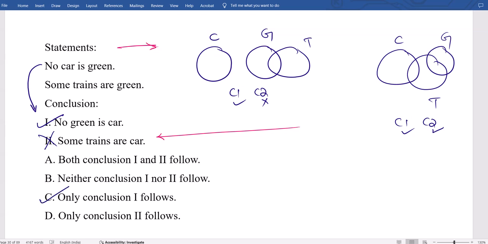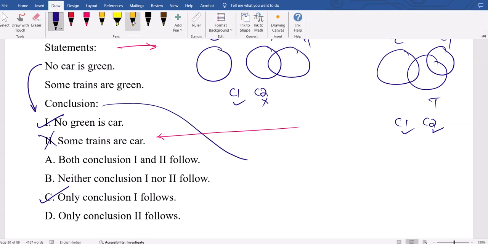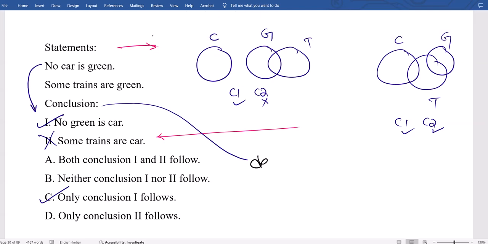Fine, but the conclusion must be true in all diagrams. Yes or no? That's what we are clearly mentioning, repeatedly saying the same. Don't argue both conclusions follow, sir, using the second diagram. No, the conclusion is definitely true, always true, true in all diagrams. Right.